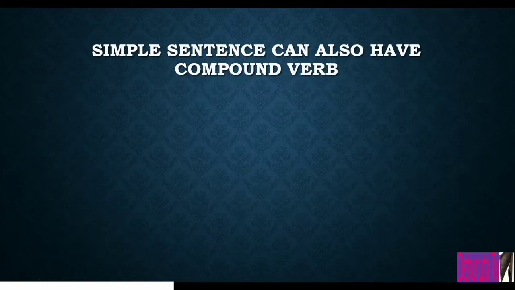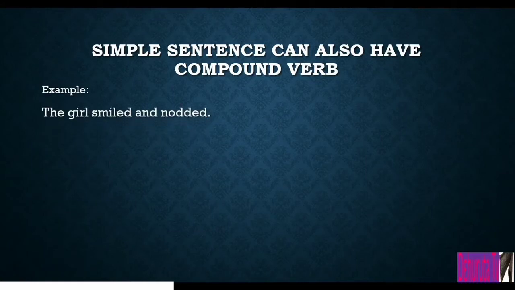Now, a simple sentence can also have a compound verb. Example: The girl smiled and nodded. So here, smiled is here, and then we have nodded. And there is a conjunction between the two verbs. So it makes the verb compound. Great.